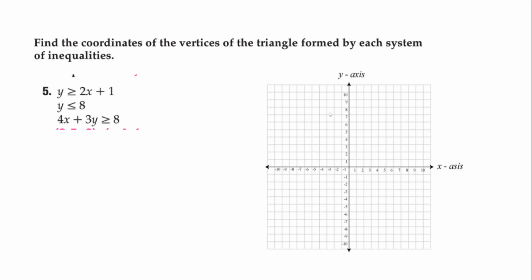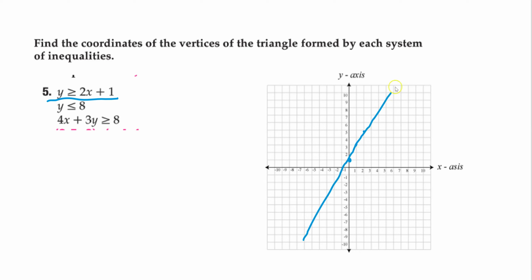Let's do a couple more. This time I'm going to add a little twist to it. Find the coordinates of the vertices of the triangle formed by each system. So we're going to have to find the points of the triangle once we draw this. So we'll start off the same way. Let's draw each one. I'm going to do different colors. So this one in blue. So plus 1. Slope of 2, so up 2 over 1. This is y equals 2x plus 1. You'll see why I'm doing that in a second.